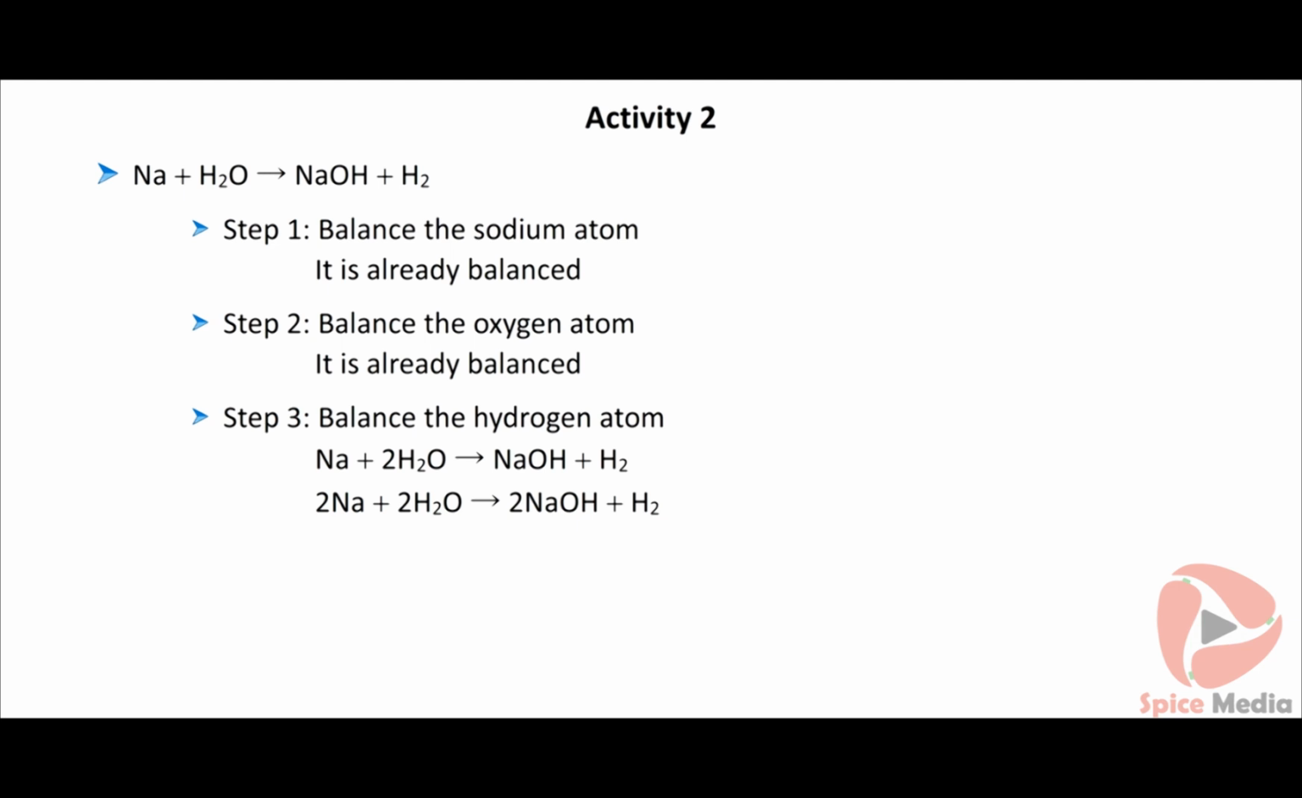Now it is seen different number of sodium atoms and oxygen atoms on the reactant and product side. Hence, to balance sodium atom on the reactant side, sodium hydroxide is multiplied by 2. Therefore, the balanced equation is 2Na plus 2H2O gives 2NaOH plus H2.